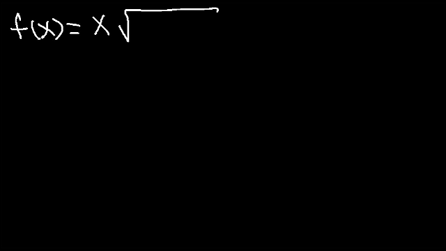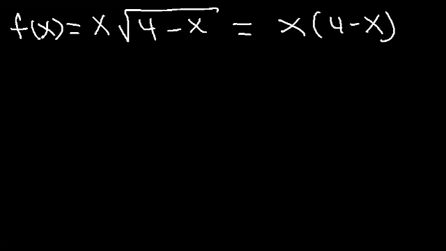Now let's try a harder example. Let's say that f of x is equal to x times the square root of 4 minus x. What would you do to graph this function? So let's go ahead and find the first derivative. You can rewrite it as 4 minus x raised to the 1/2. Now we need to use the product rule.